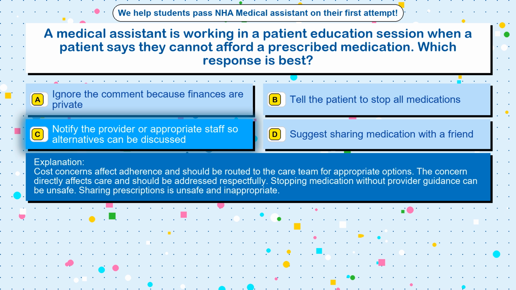Cost concerns affect adherence and should be routed to the care team for appropriate options. The concern directly affects care and should be addressed respectfully. Stopping medication without provider guidance can be unsafe. Sharing prescriptions is unsafe and inappropriate.